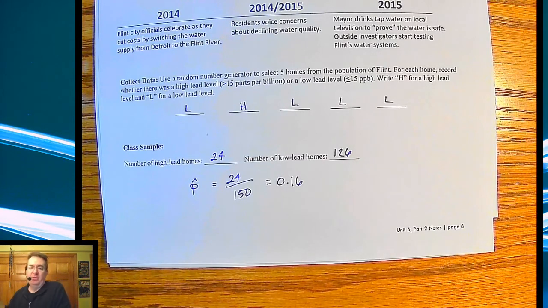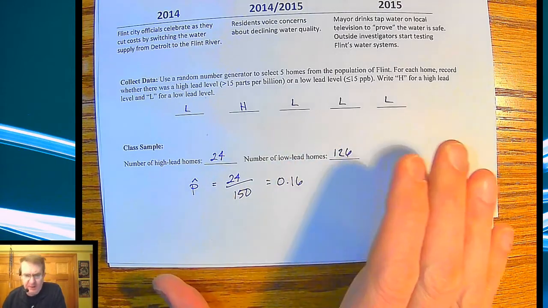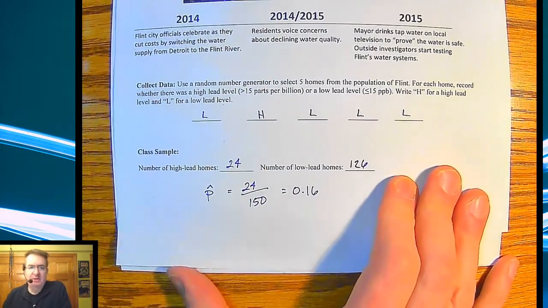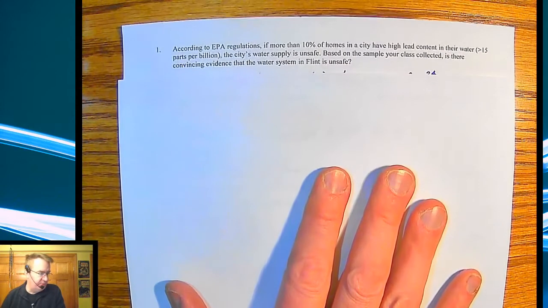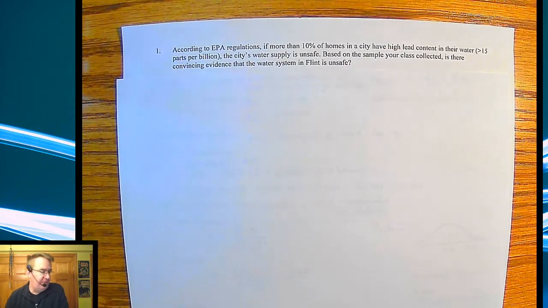Now, obviously, the people in real life randomly picked the homes and tested the water there. By the way, there are some 40,000 homes in the Flint area that could have been tested. According to EPA guidelines, if more than 10% of homes in a city have lead content higher than the limit, then the whole city's water supply is deemed unsafe. So obviously we have some evidence, because 16% is bigger than 10%, that we're going in that direction.